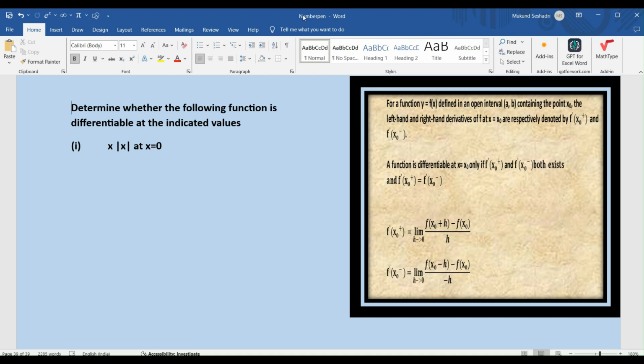So we have the problem on our screen. Determine whether the following function is differentiable at the indicated values. The function given to us is x mod x at x equal to 0, right? So let us rewrite the function because it looks like the function has a mod and we know how to treat these mod functions, right?